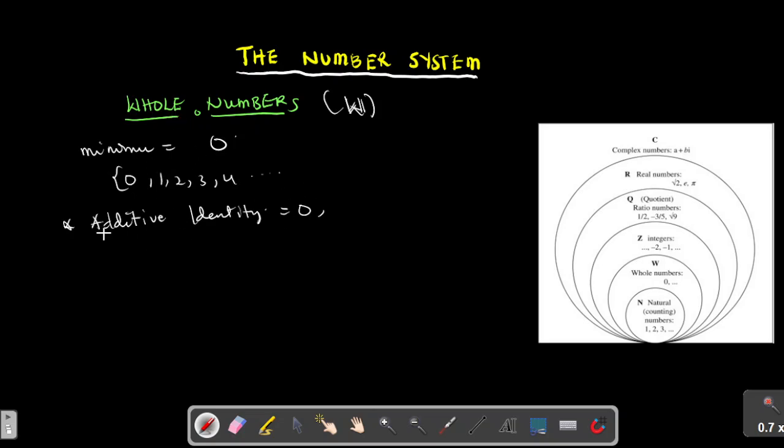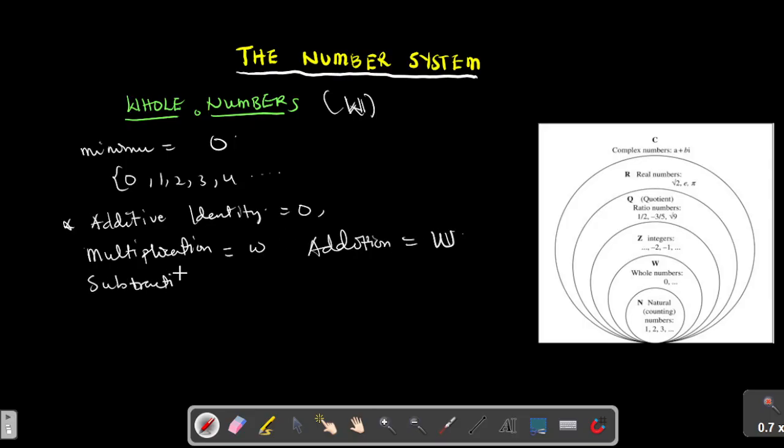Then also, whole numbers are closed under multiplication, because when I multiply any two whole numbers, I get a whole number as the result. Addition is also said to be closed, I'm going to get another whole number. But in subtraction, I may or may not get a whole number. Because of that, we say subtraction is not closed under whole numbers, as well as division, which is also not closed under whole numbers.